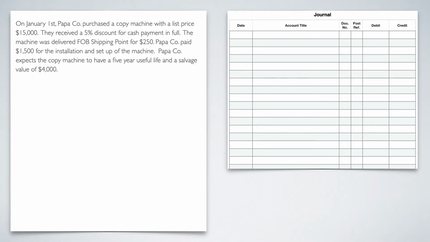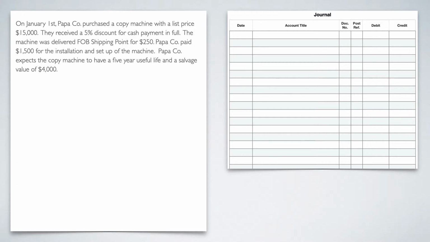But let's start. It says on January 1st, Papa Company purchased a copy machine with a list price of $15,000. They received a 5% discount for cash payment in full. The machine was delivered FOB shipping point for $250. Papa Company paid $1,500 for the installation and setup of the machine. Papa Company expects the machine to have a 5-year useful life and a salvage value of $4,000.